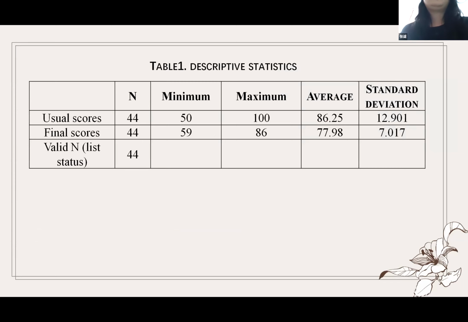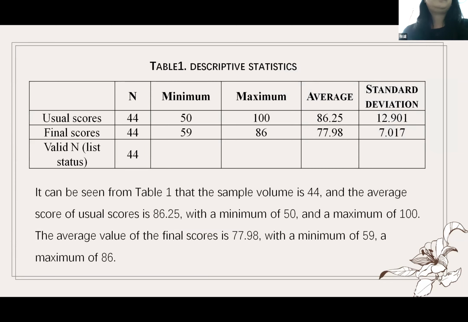This is Table 1, descriptive statistics. It can be seen from Table 1 that the sample volume is 44, and the average score of usual scores is 86.25, with a minimum of 50 and a maximum of 100. The average value of final scores is 77.98, with a minimum of 59 and a maximum of 86.